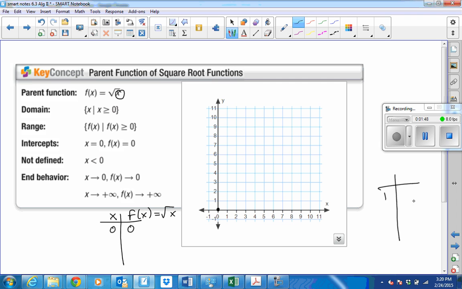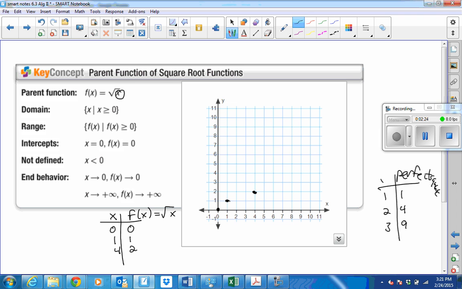Our first perfect square is 1 times 1 is 1. Our second perfect square is 2 times 2 is 4. So 4 is a perfect square. 3 times 3 is 9. So these are all of our perfect squares, and we want to think about how we can get those values underneath the radical. So if x equals 1, that's a perfect square, and our output would be 1. Our next perfect square is going to be 4, and because the square root of 4 is 2, this is now changing the shape of our graph.